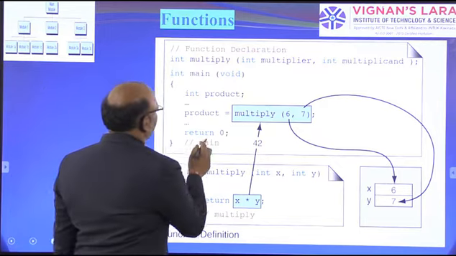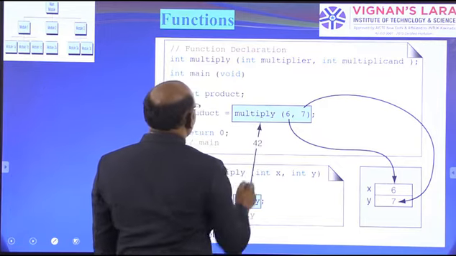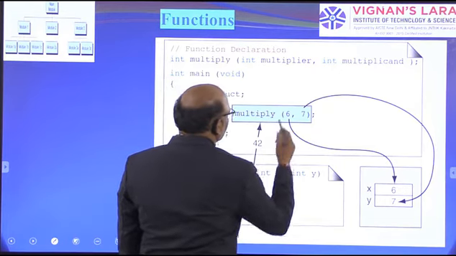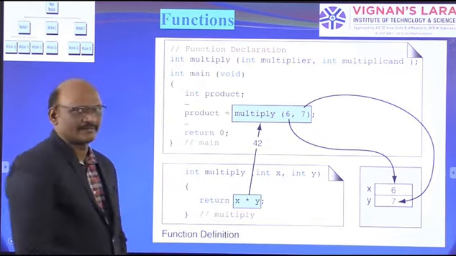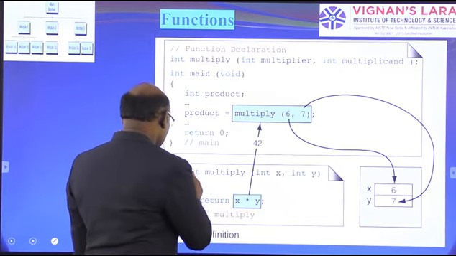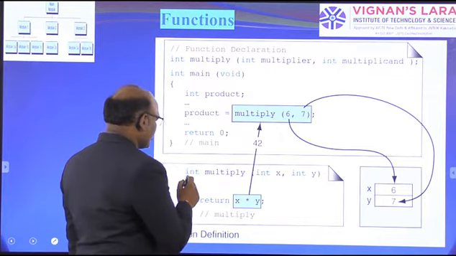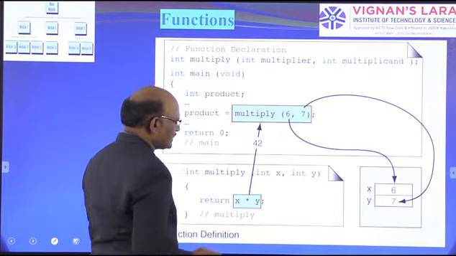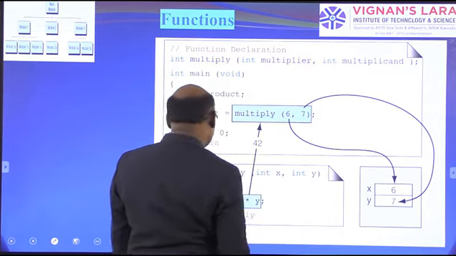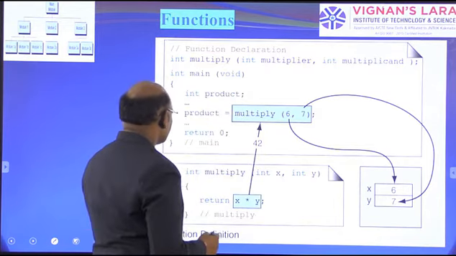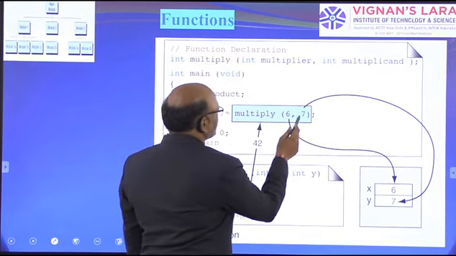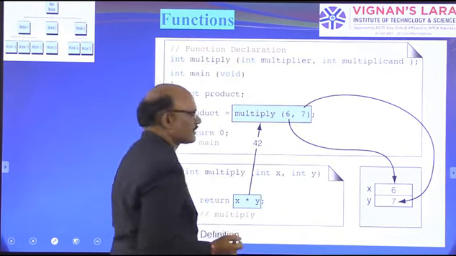Next, inside the main, I am taking a product variable, product equal to multiply of 6 comma 7. Directly I am giving actual values, 6 and 7. Now this is the function definition. Return type is integer. Function name is multiply of int x comma int y, right? So execution starts here. Multiply of 6 comma 7 is the function call.